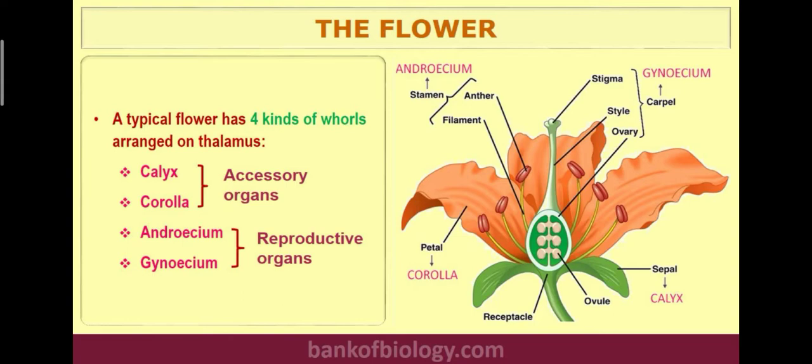These whorls are of 4 kinds arranged on the thalamus. Let's start with this one. Calyx, corolla, accessory organs. Sepals are called the calyx and petals are called the corolla. Androecium, gynoecium, reproductive organs. Male part is called androecium and the female part is called gynoecium. It means stamen, anther and filament are called androecium, and style, stigma, ovary, carpel are called gynoecium. Stamen is androecium and carpel is gynoecium, male and female reproductive parts.